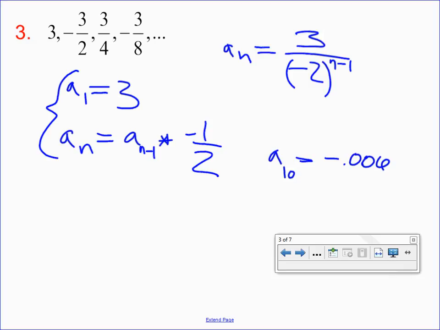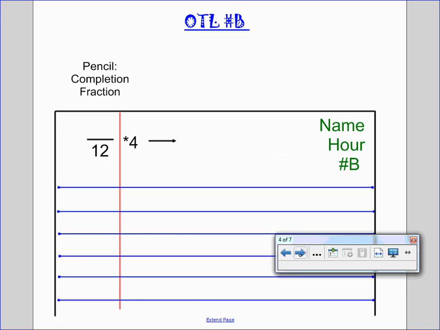What questions do you guys have about your Bellwork today? Great. So let's go ahead and take a look at our OTL number B. So today is going to be our last quasi-lettered OTL. When you have OTL C, after that we're going to be going with OTL number 1, 2, 3, etc.